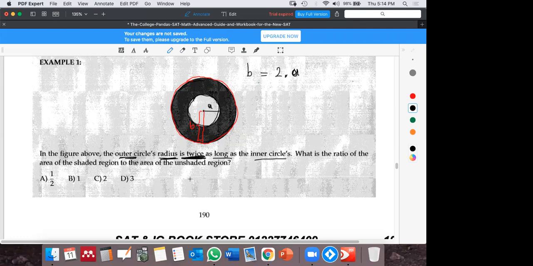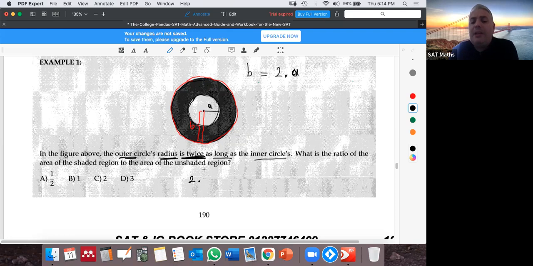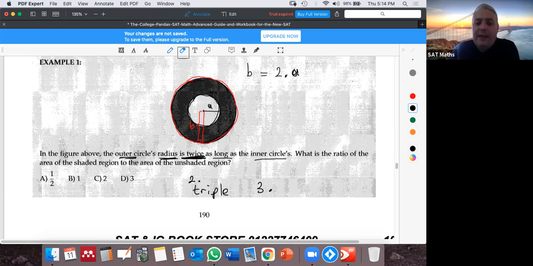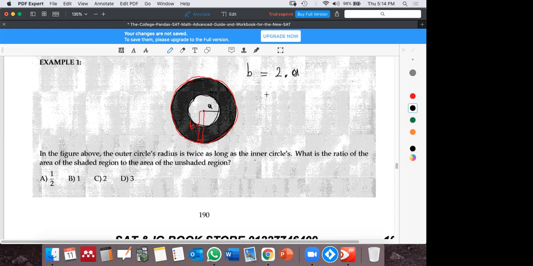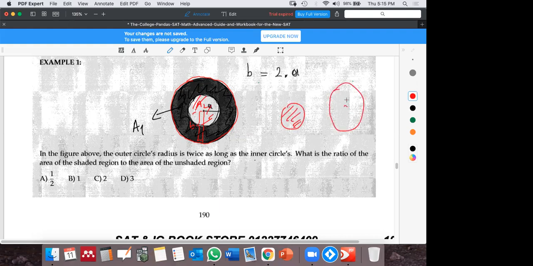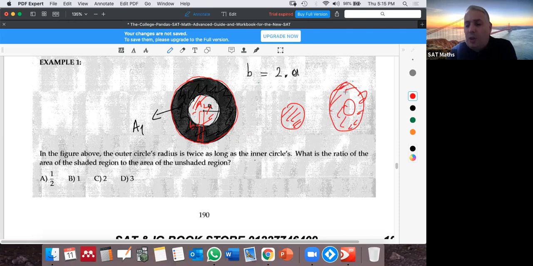Like, okay. From twice A to B, like 2 times, right? Triple, if it says triple, for example, it means 3 times. Okay? Now it asks what is the ratio of this black area, which I call A1, for example, to the area of this white part, this area. The ratio of this one to this one, A1 over A2, is the question.